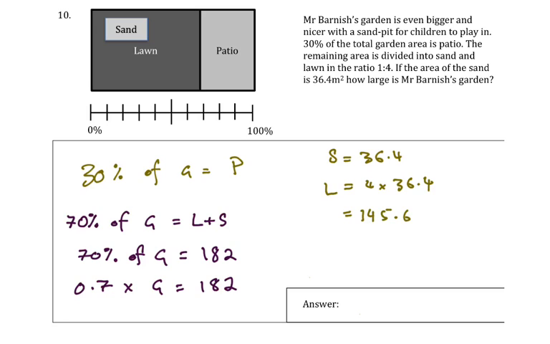To make G the subject of this, since I have 0.7 lots of G, I'll just divide both sides by 0.7 to get G on its own, giving me 182 divided by 0.7. When you do this in your calculator, you get the area of the garden to be 260 square metres. And that's the solution to the final question.